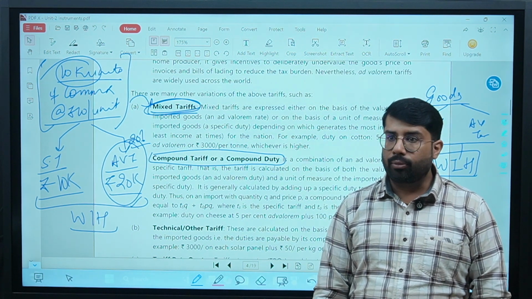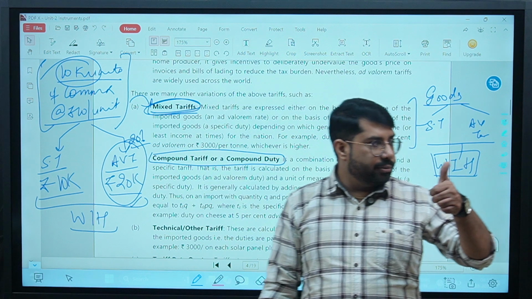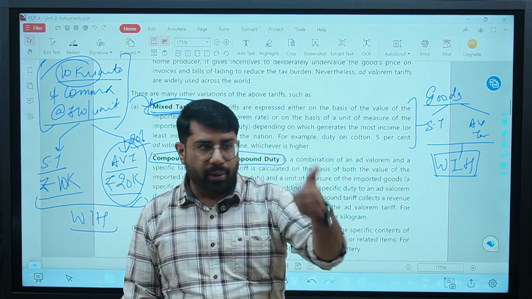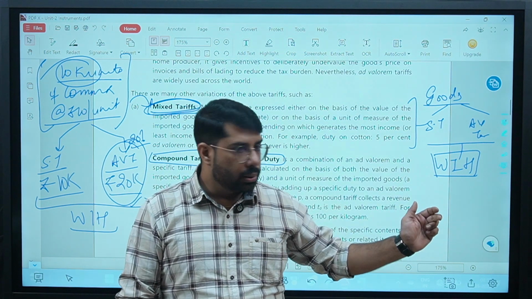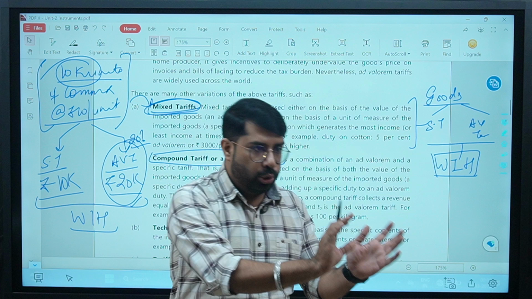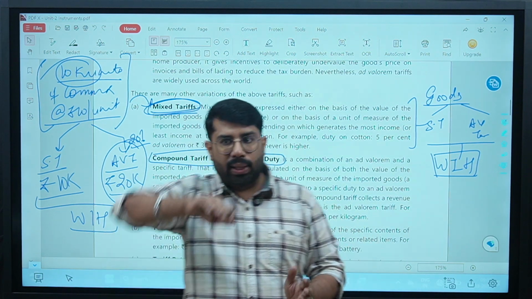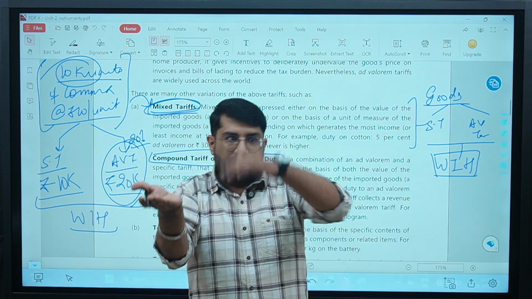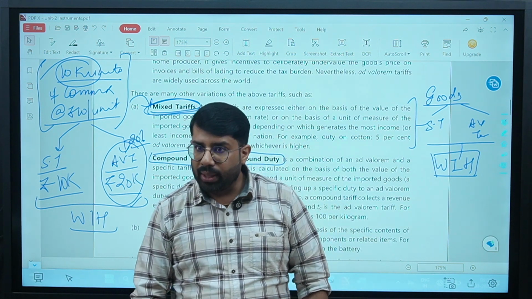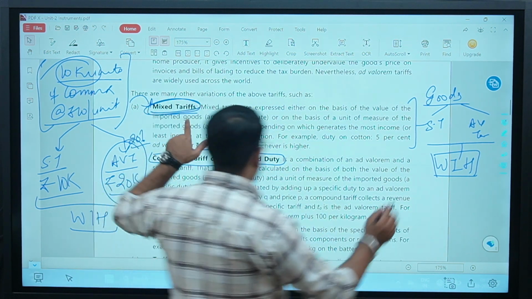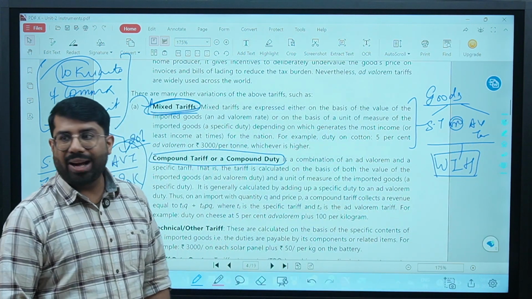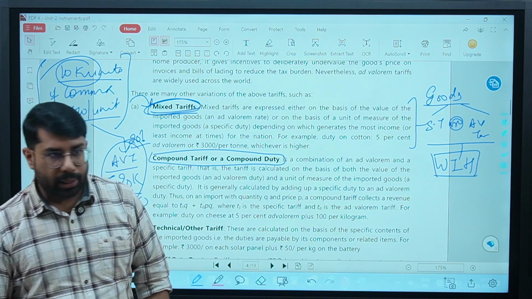Sure? Confirm? What was specific tariff? On the basis of unit, weight, measurement. Right? Ad valorem? Percentage of the value. Mixed tariff? Sir, specific tariff or ad valorem tariff, whichever is higher. Are we clear? Remember this thing: in mixed tariff, it is specific tariff or ad valorem tariff, whichever is higher.